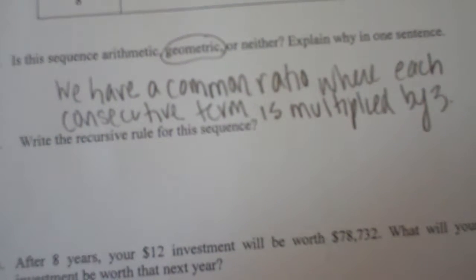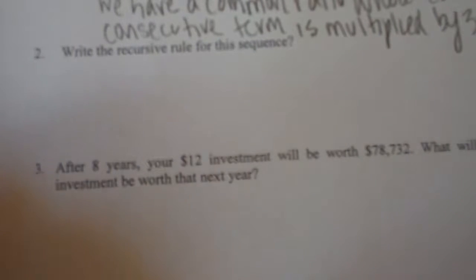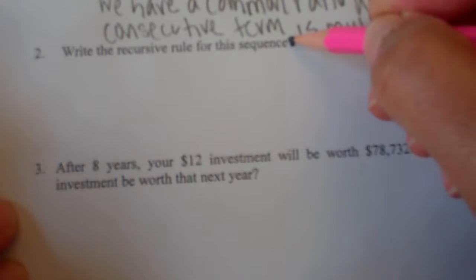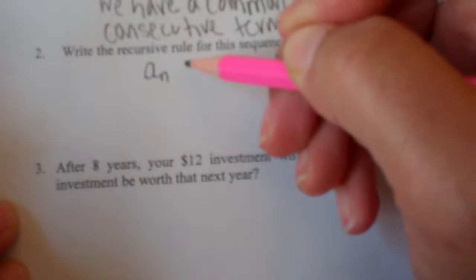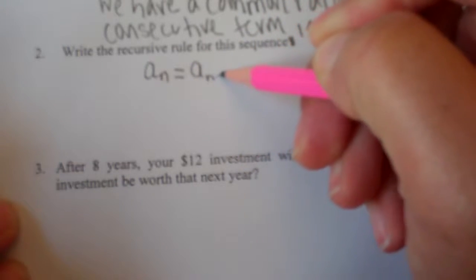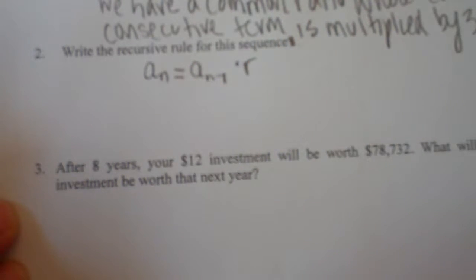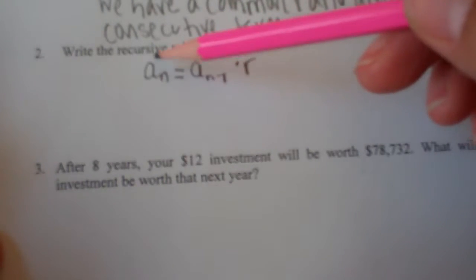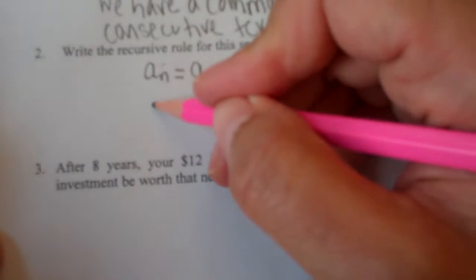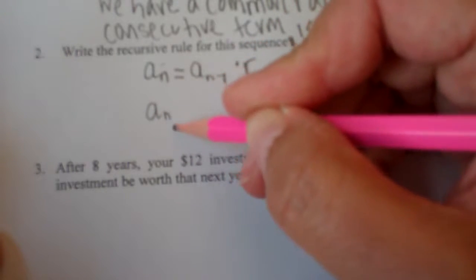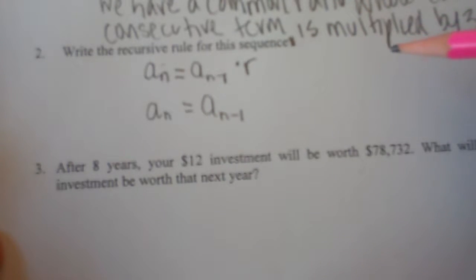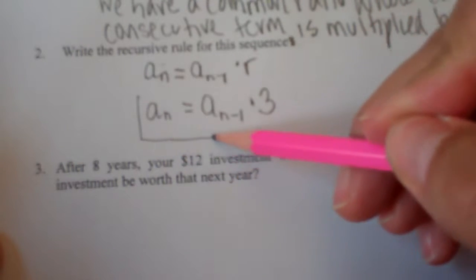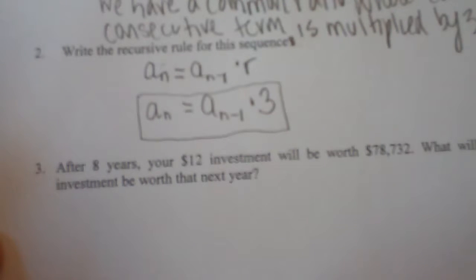There's my sentence. Write the recursive rule for this sequence. No, that shouldn't be a little question mark. That actually should be a period. So the recursive rule for geometric is a sub n equals a sub n minus 1 times your ratio. And this is the nth term, remember, so we're not going to have anything to write in for a sub n. We don't have an nth term. We don't have a previous term, which remember is a sub n minus 1, but we do have the common ratio, which is times 3. So this right here is going to be my answer for the recursive rule.